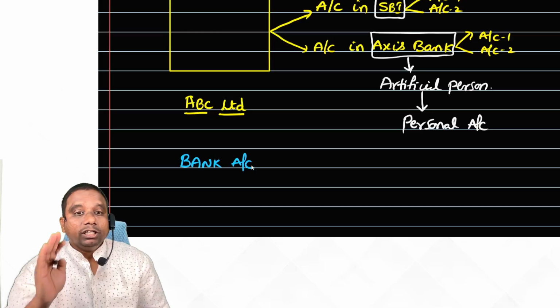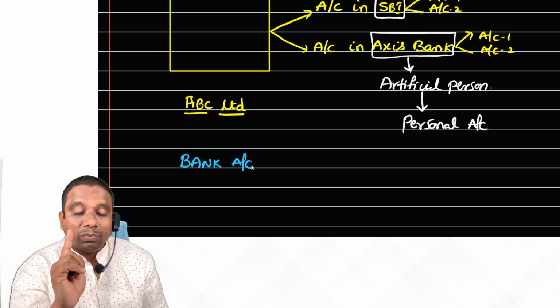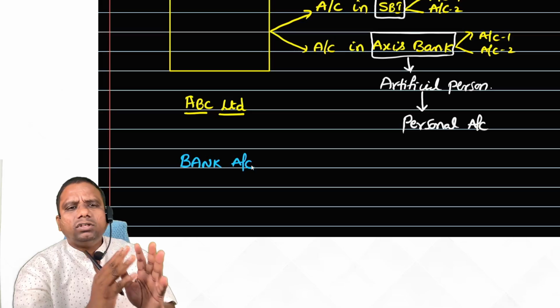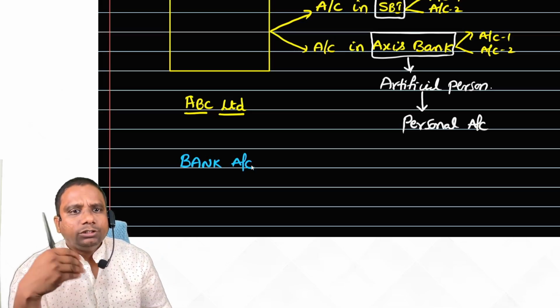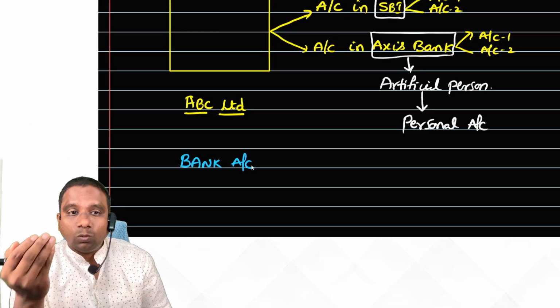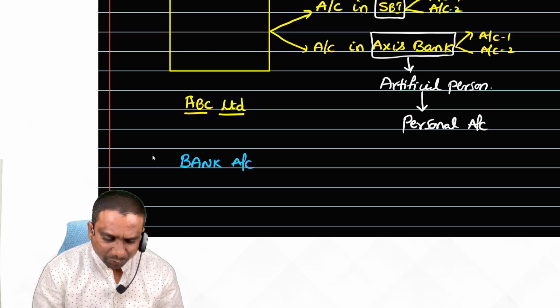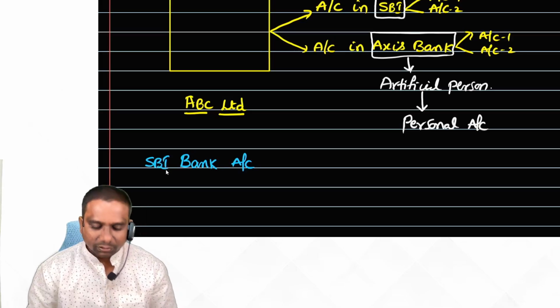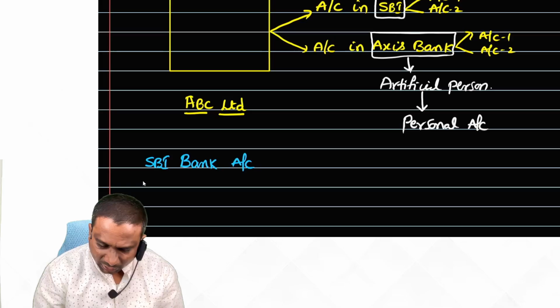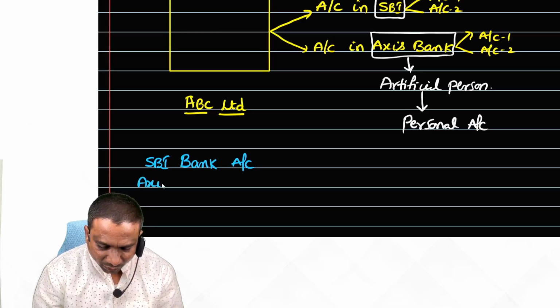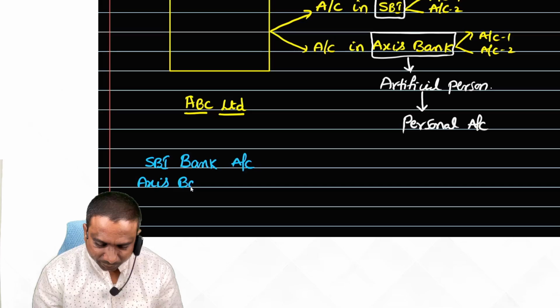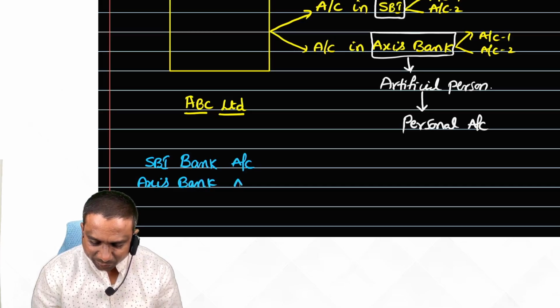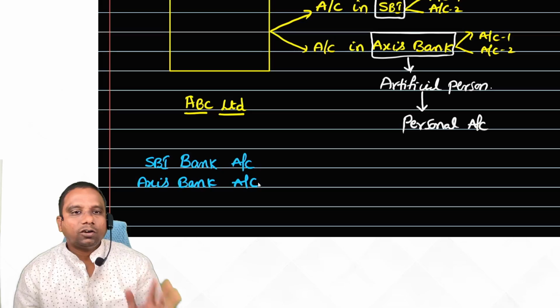Bank account. If you have only one bank account, we use only the words bank account. Suppose you have more than one account, then we simply prefix the bank name, like SBI bank account, next, Axis bank account. Yes or no, students?